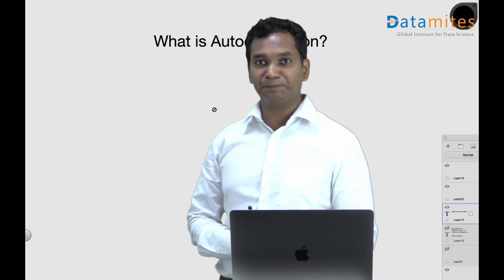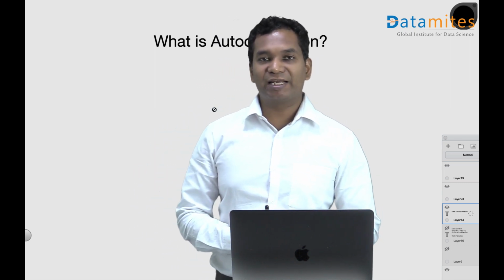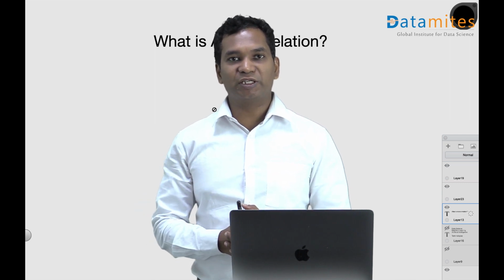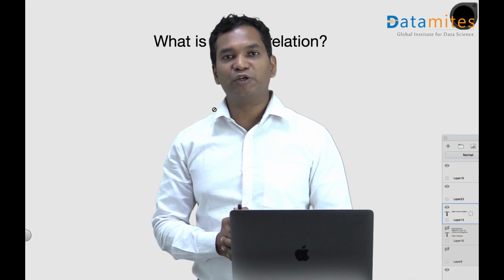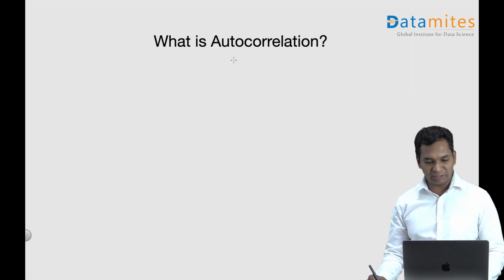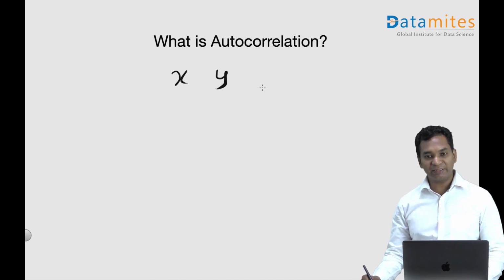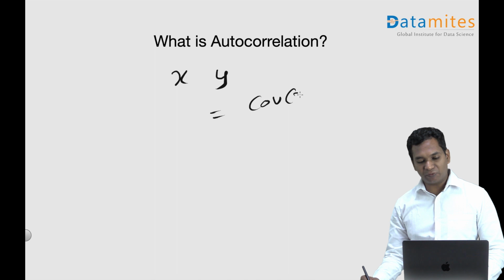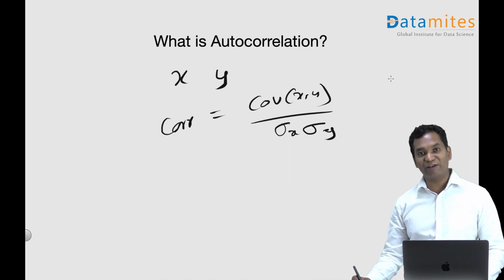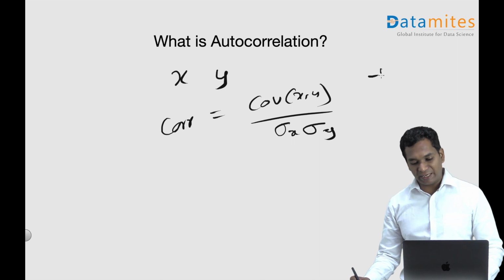In this video, we look into a term called autocorrelation. I assume you understand what correlation is. Correlation is a coefficient. It's a ratio which gives the relationship between two random variables. For example, if you're trying to find the correlation between variable x and variable y, the correlation coefficient is equal to the covariance of x comma y divided by the standard deviation of x and the standard deviation of y. This is called the correlation coefficient, and its value varies between -1 and +1.